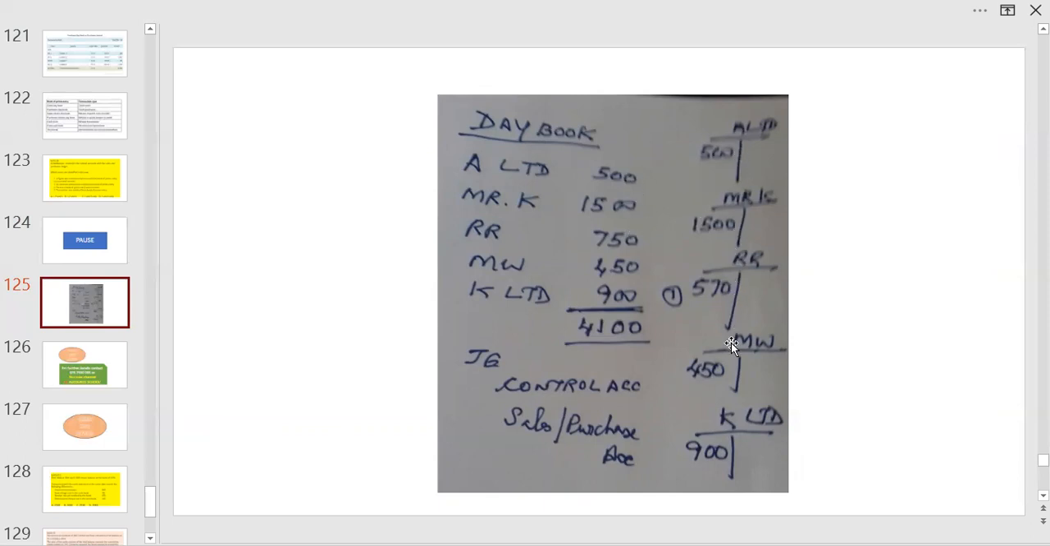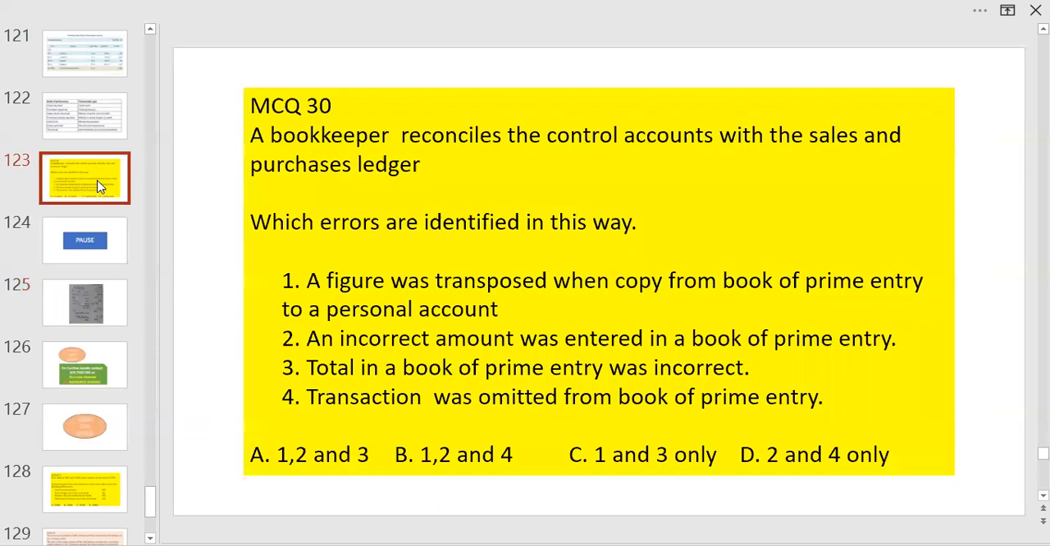So similarly, all these things are entered here. Keep this picture in mind when answering this question. Now I'll go back to the question again. They give you a different situation. A figure was transposed when copied from a book of prime entry.